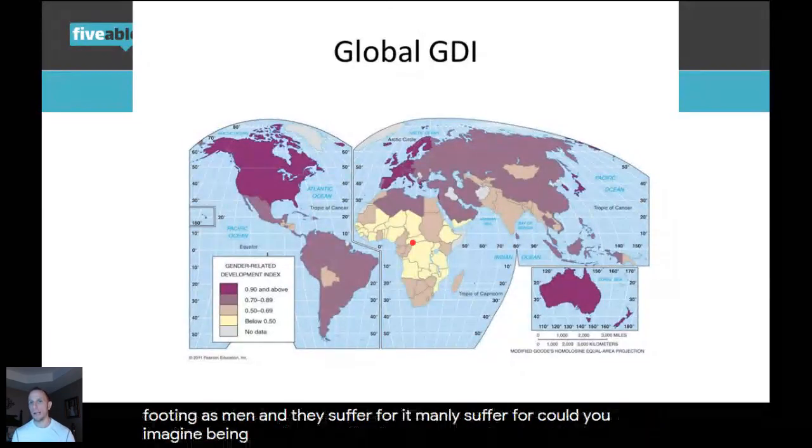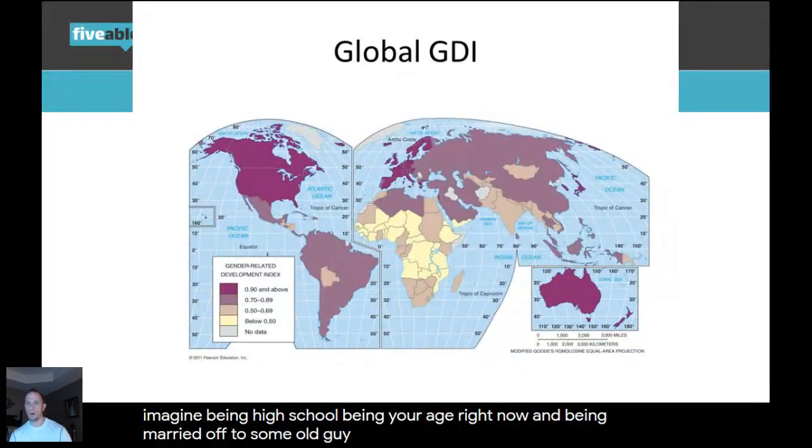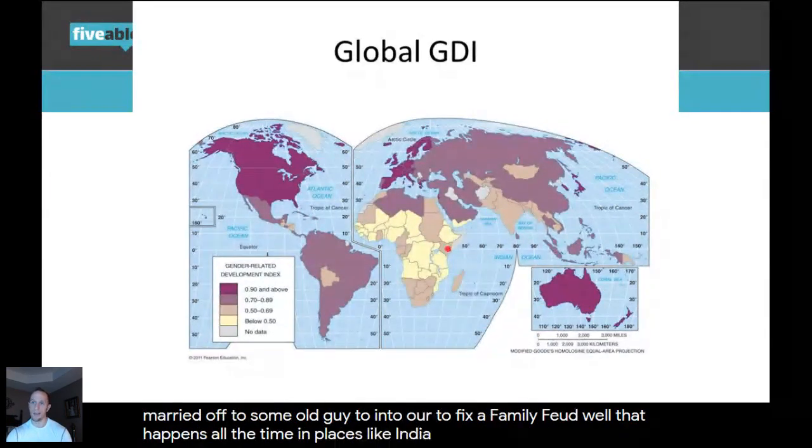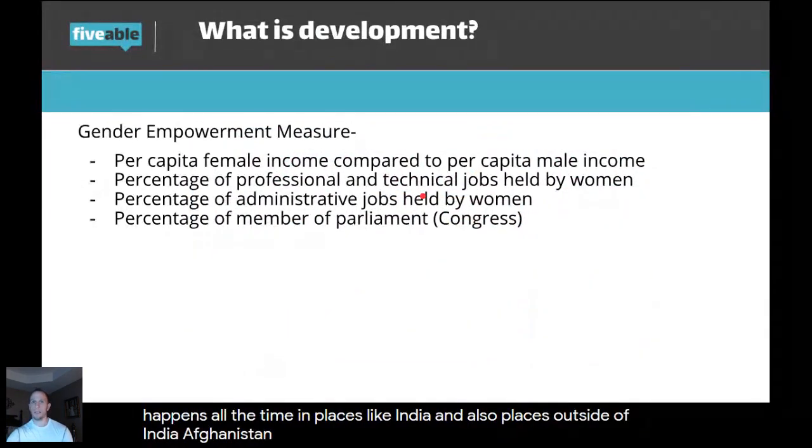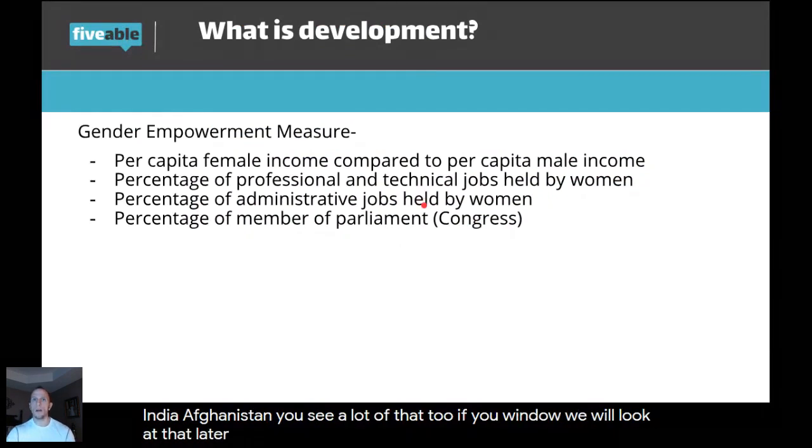Could you imagine being in high school, being your age right now, and being married off to some old guy in order to fix a family feud? Well, that happens all the time in places like India and also places outside of India. In Afghanistan, you see a lot of that too. We'll look at that later.